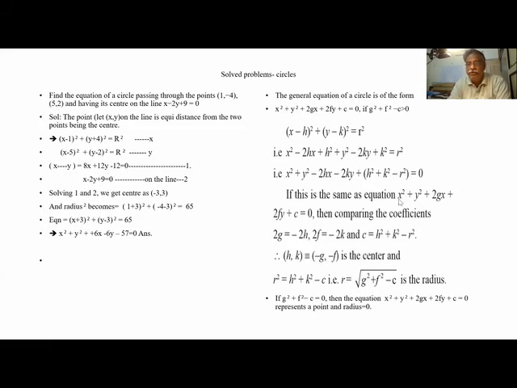So when we compare these two equations, what I am getting is the center is (minus g, minus f), and the radius square is h square plus k square minus c, and the square root of that is the radius. Since h is minus g, whole square is g square, and minus f whole square is f square, so g square plus f square minus c is my r square.